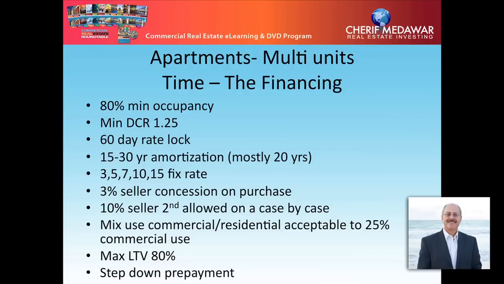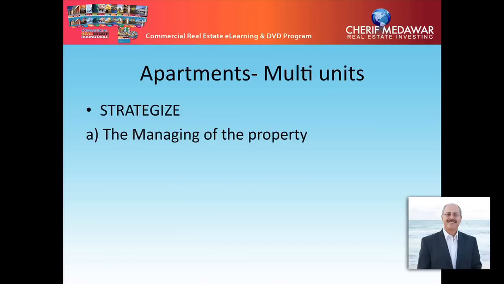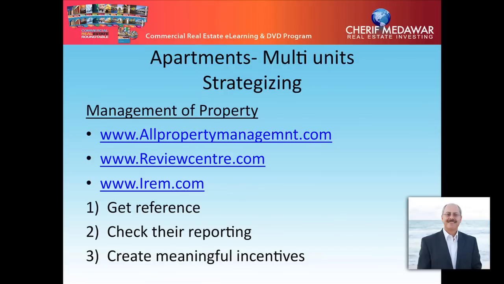Again, maximum loan to value, I don't know if I mentioned earlier, but it's 80%. I don't see any more than 85 or 90, and there is usually a step-down prepayment, meaning if you sell the property within the first year, you may have 3 points prepayment. If you sell it in the second year it's 2 points, third year only 1 point, fourth year they waive it, things like that. So that's just the financing today. And what's your strategy? Well, get a good management company, get a referral, make sure they have references.